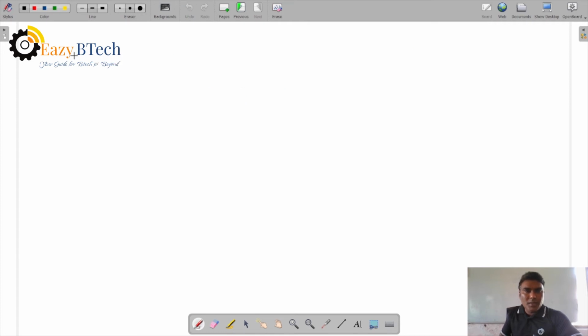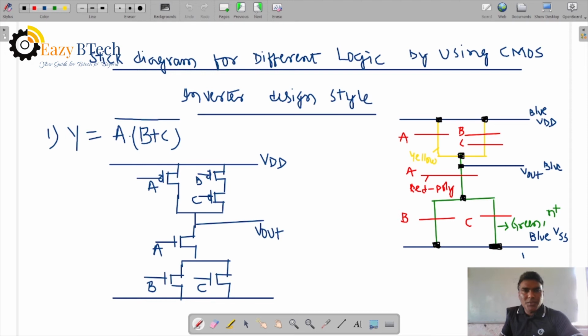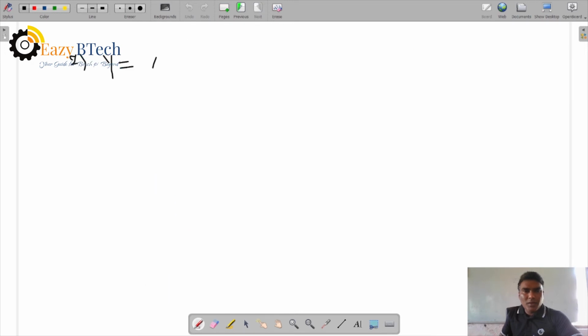Let us take another example. Second one, Y is equal to, what was the previous one? A into B plus C. Now let us take A plus BC complement. So let us draw the circuit diagram and then the stick diagram. So let us say this one.